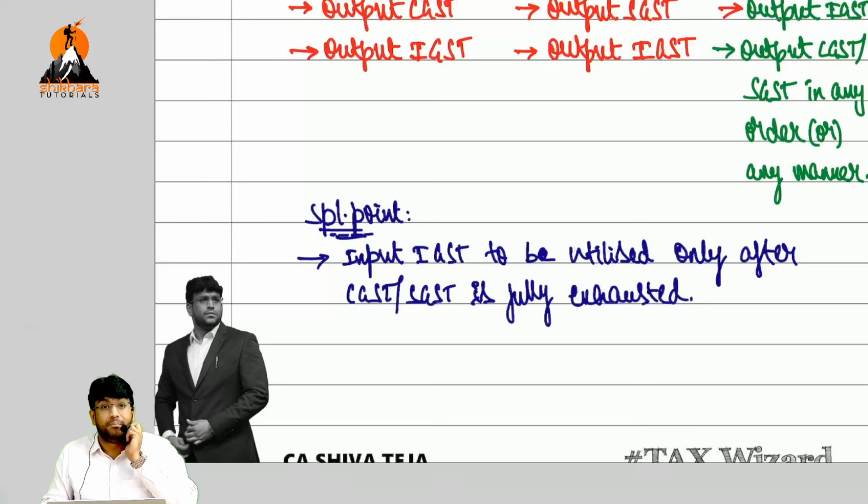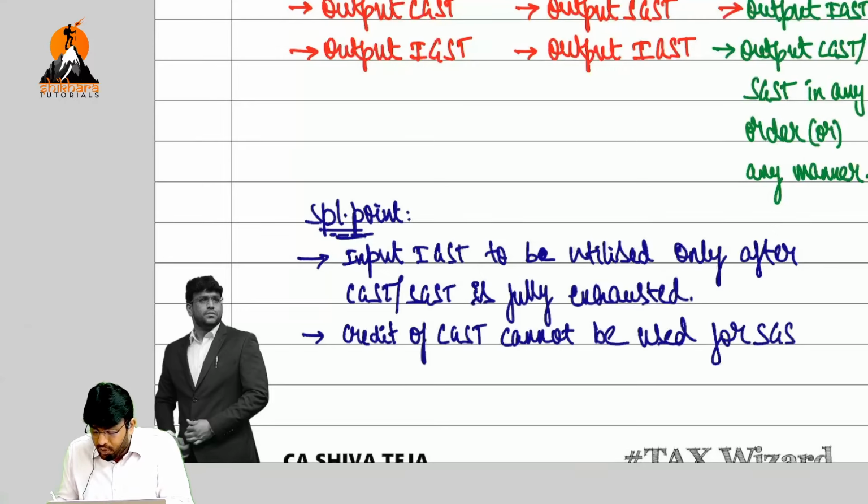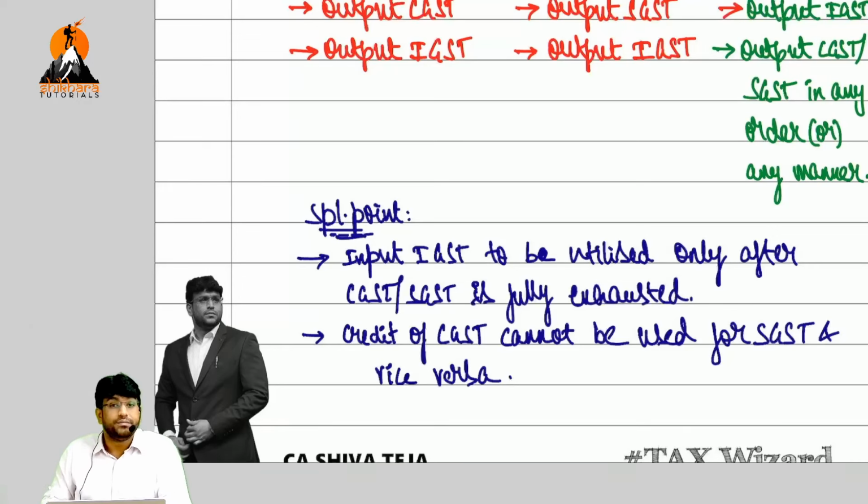Law is telling what? First completely use? Exactly, law is clearly telling first completely use CGST, SGST credit. Then only use IGST credit. Very good statement, everybody getting clarity? Next point what they told is credit of CGST cannot be used for SGST and vice versa. Vice versa means same case reverse scenario.